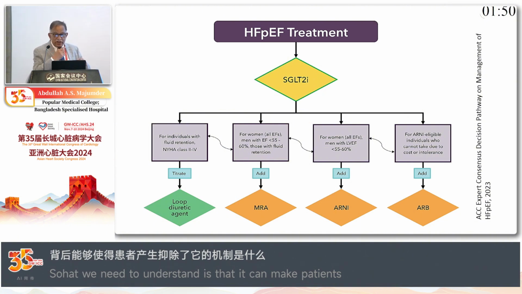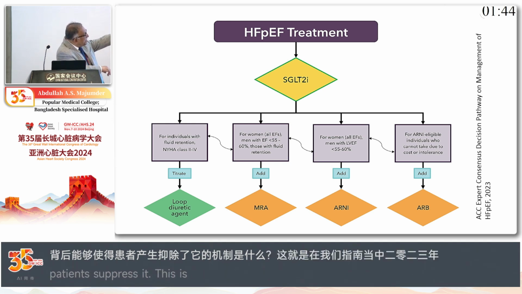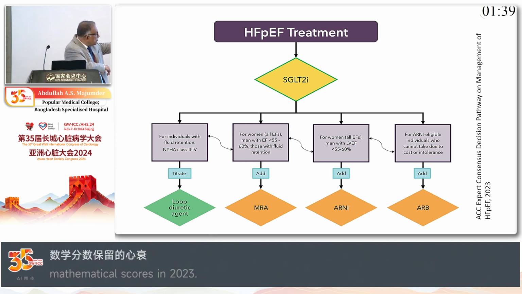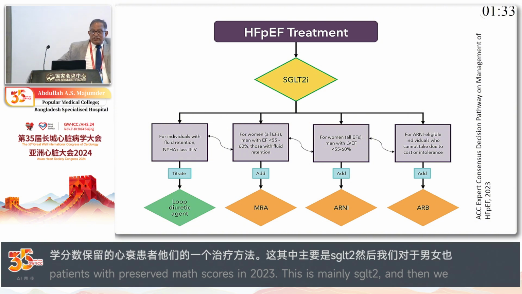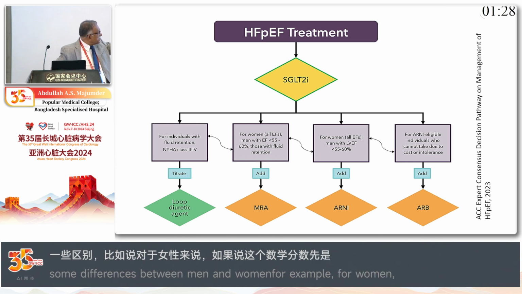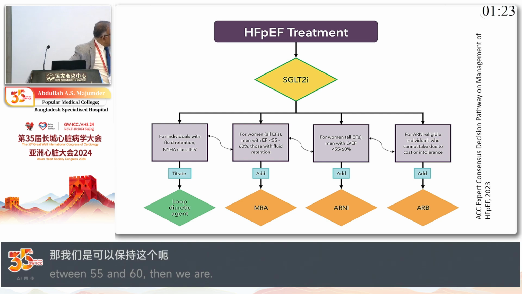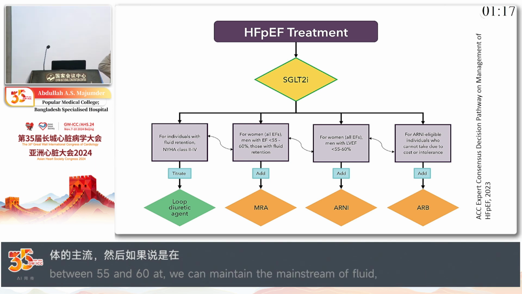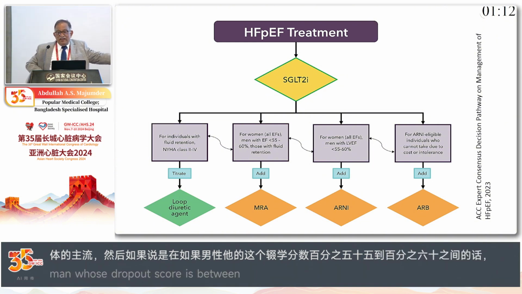So this is the recommendation of the American College of Cardiology in 2023. First line of treatment is the SGLT2 inhibitors, and then for individuals with fluid retention, loop diuretic. For women in any ejection fraction, and the man with the ejection fraction around 55 to 60, those with fluid retention, add MRA, spironolactone. For women in all ejection fractions, and the man with the ejection fraction around 55, add the ARNI. And if the ARNI is incompatible, then add the ARB.